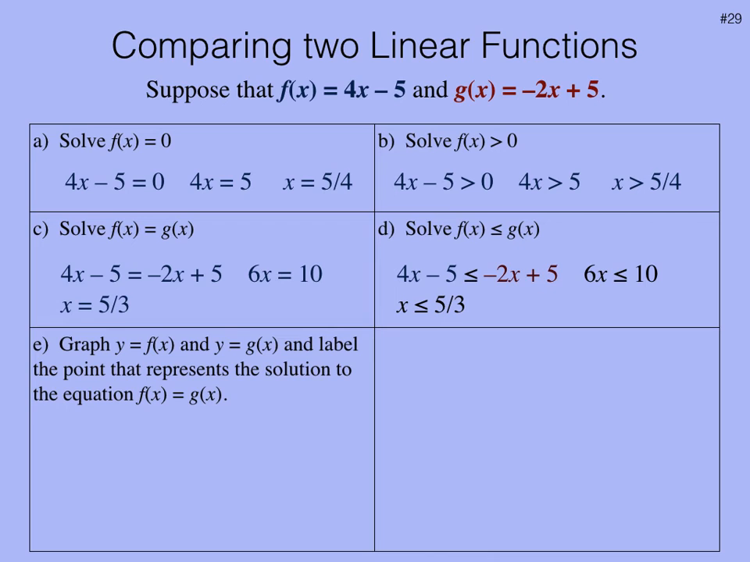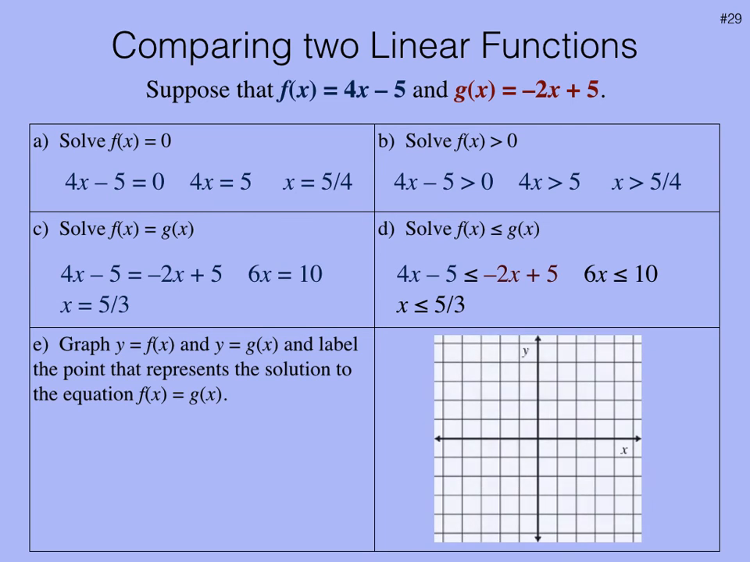Graph y equals f of x and y equals g of x and label the point that represents the solution. All right, let's start with graphing f of x. Well, here's my coordinate plane. My initial value is -5, so that's my y-intercept. My slope is 4, so I'll go up 4 and to the right 1, and I'll connect these dots with a straight line. There's my function f of x. Now g of x, my initial value, or my y-intercept, is 5. My slope is -2. I'll connect those dots with a straight edge.